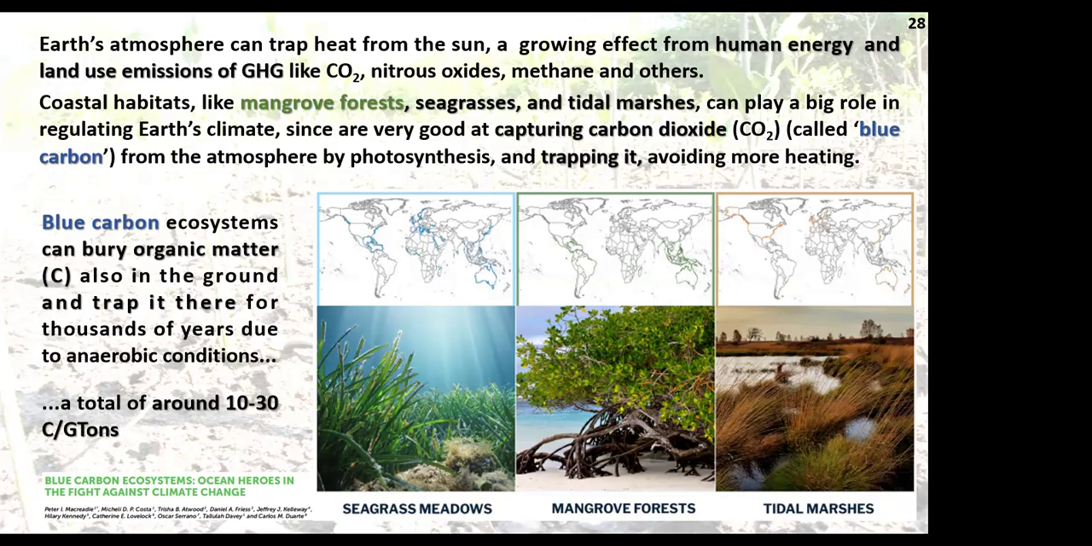A total of around 10 to 30 gigatons are stocked, trapped in blue carbon ecosystems. These amounts are permanently updated by the science and are decreasing due to habitat conversion. Well, I need to cut some part, but what is the most important thing about this?